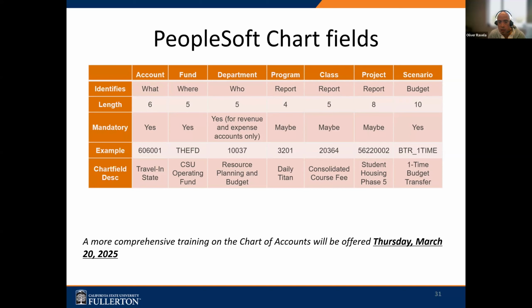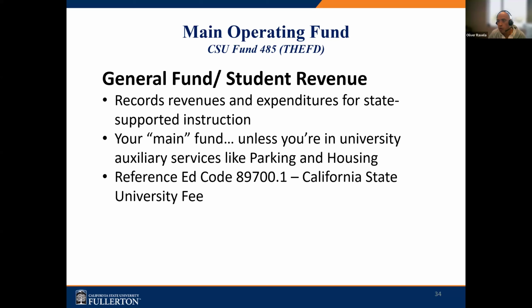of the CSUs. If you were to look at the main operating fund or CSU fund 485 for Cal State Fullerton, it would be comparable to the same information that you would find for Cal State Long Beach, for Cal State LA, and so forth. Within CSU Fund 485, we have different local funds. The most common of which for the main operating fund is THEFD, and is probably the one that you see the most. And that represents the main operation supported by the general fund and by student fee revenues.